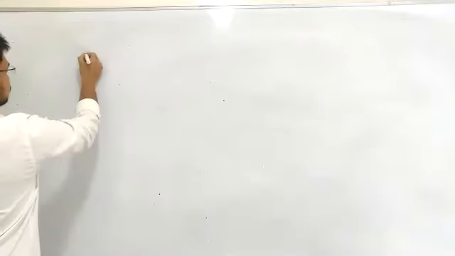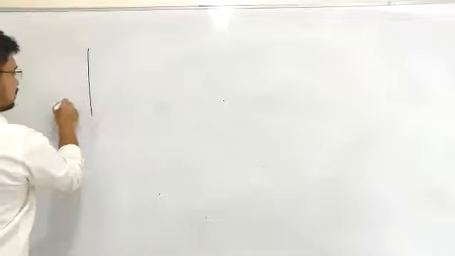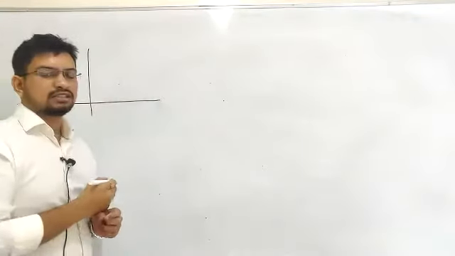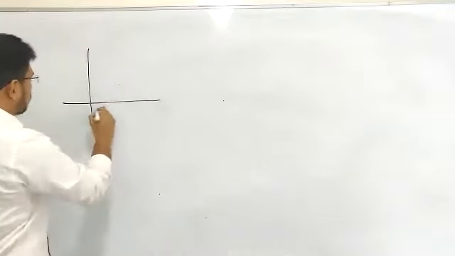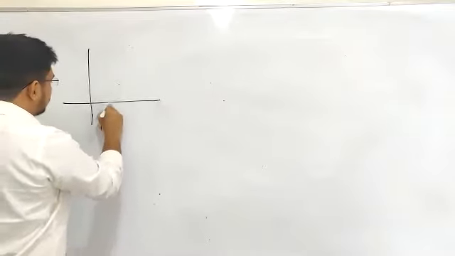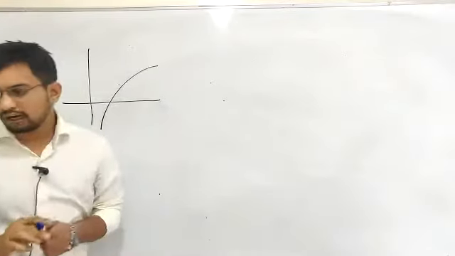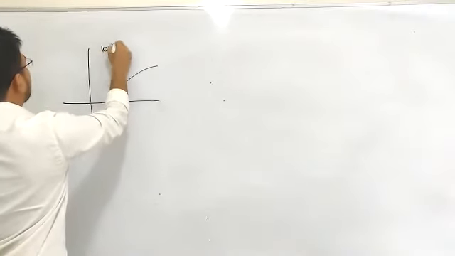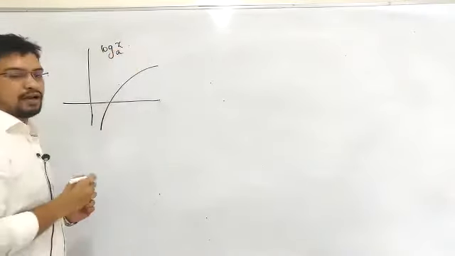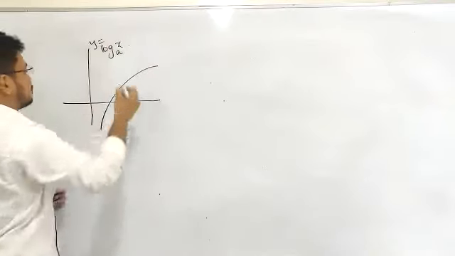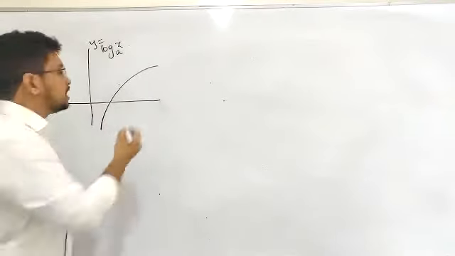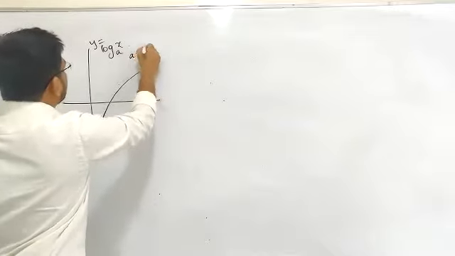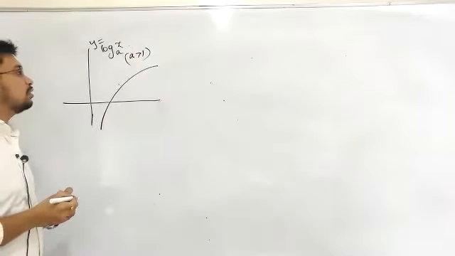So first, we have seen two graphs of these logarithms. Understand this. This is the graph of that logarithm. This is the graph of that logarithm. If I write something like log x to the base a, if I write y is equal to log x to the base a, this is the graph of y is equal to log x to the base a if the base is greater than 1.